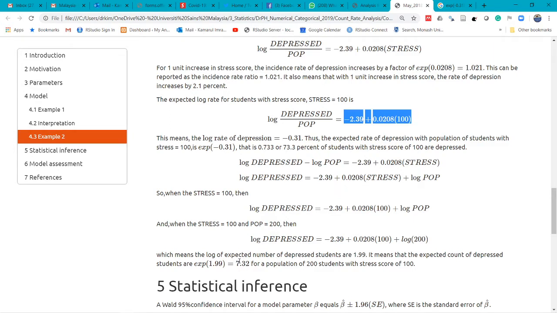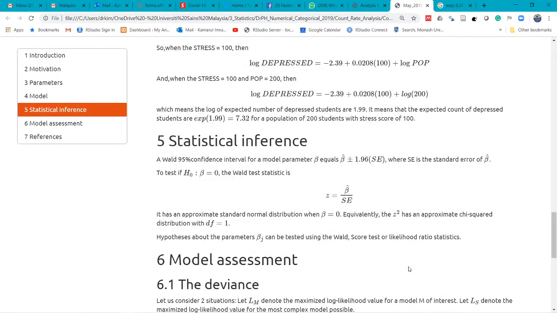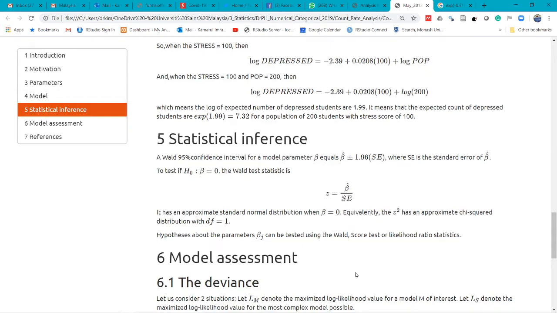So this is the number of depressed students for a population of 200 students with a stress score of 100. All right, statistical inference: you get the z value if you divide the regression coefficients over the standard error.